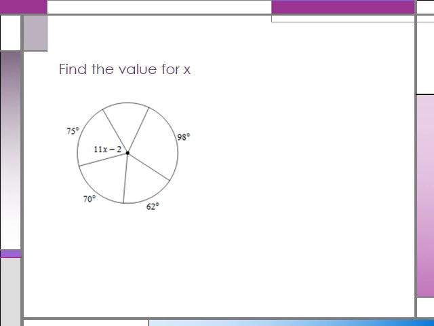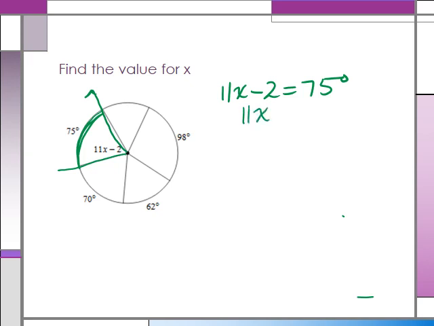All right, so now we want to find the value for x. So I know my angle here is 11x minus 2. Its intercepted arc is 75. Sometimes it helps to use colored pencils so that you can actually see what you're doing, because you're going to get a lot of arcs in here. So we know that 11x minus 2 equals 75 degrees. Our intercepted arc is equal to the central angle. So 11x, if I add 2 to both sides, is equal to 77. And if I divide by 11, x is equal to 7.